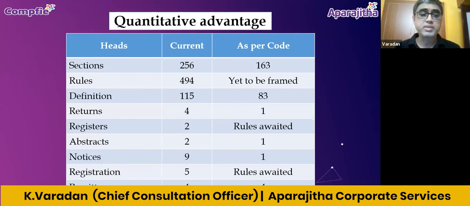Then the registration. I think we are doing separate registration under PF, separate registration under ESI. Those will all go now. Registration under BOCW is also required. So now we have to wait for the rules, but the idea is to have a common registration.